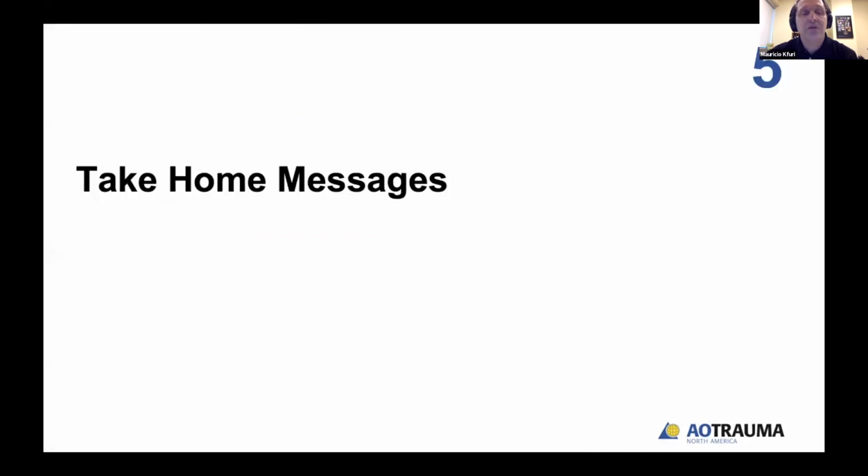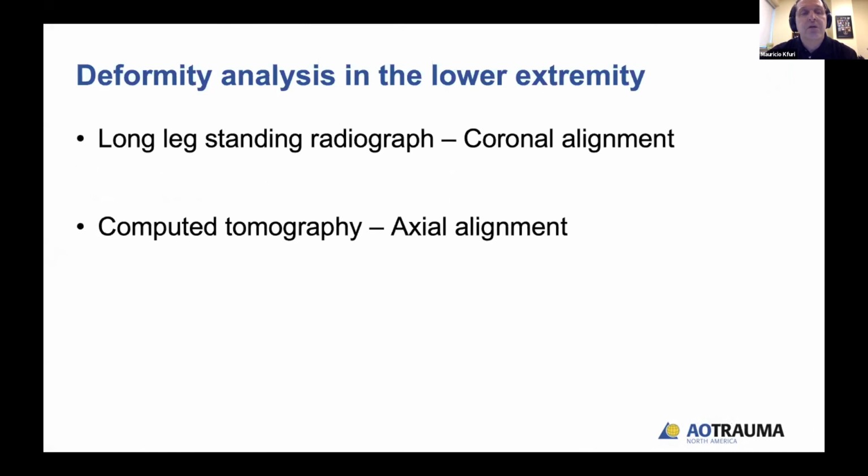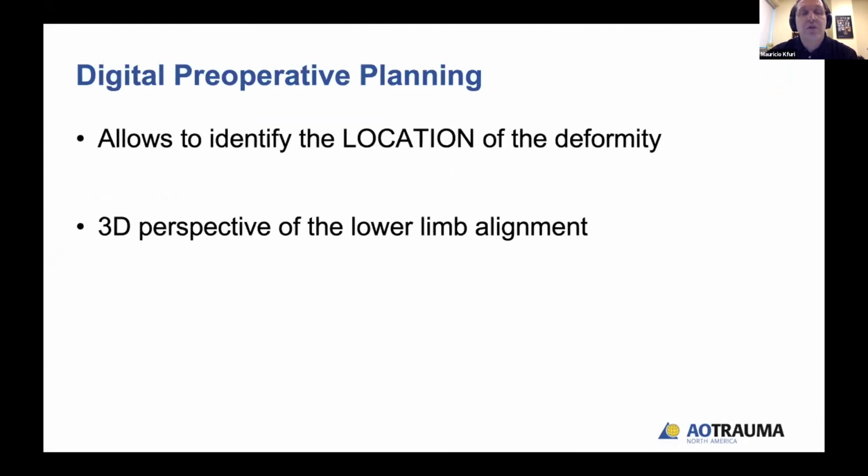Take-home messages about this presentation. Deformity analysis in the lower extremity should be based on very good quality long leg standing radiographs for the coronal alignment, and computed tomography for axial alignment. The digital preoperative planning allows you to identify the exact location of the deformity. If this is femur, if this is tibia, if this is in the joint, you can know exactly. And it also gives you a 3D perspective of the lower limb alignment.